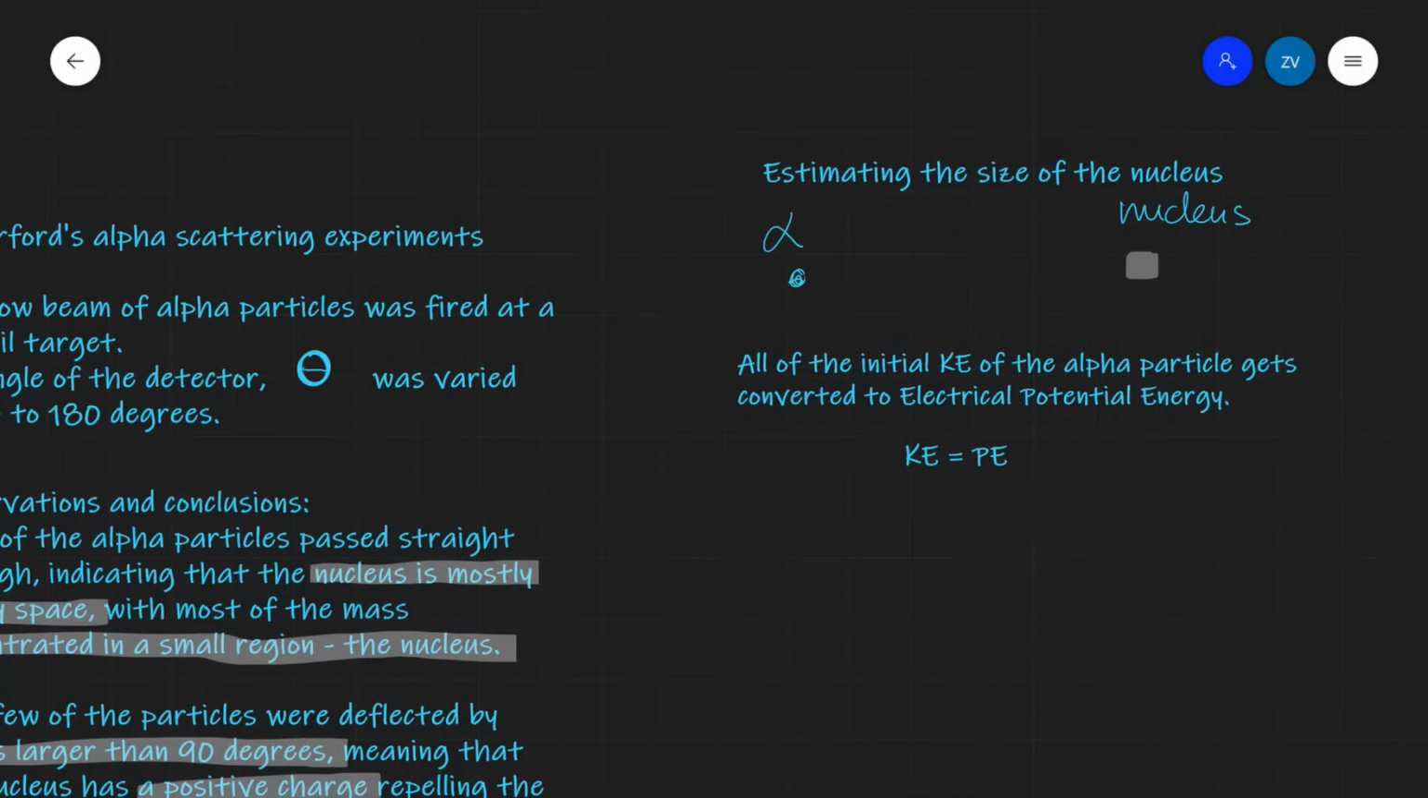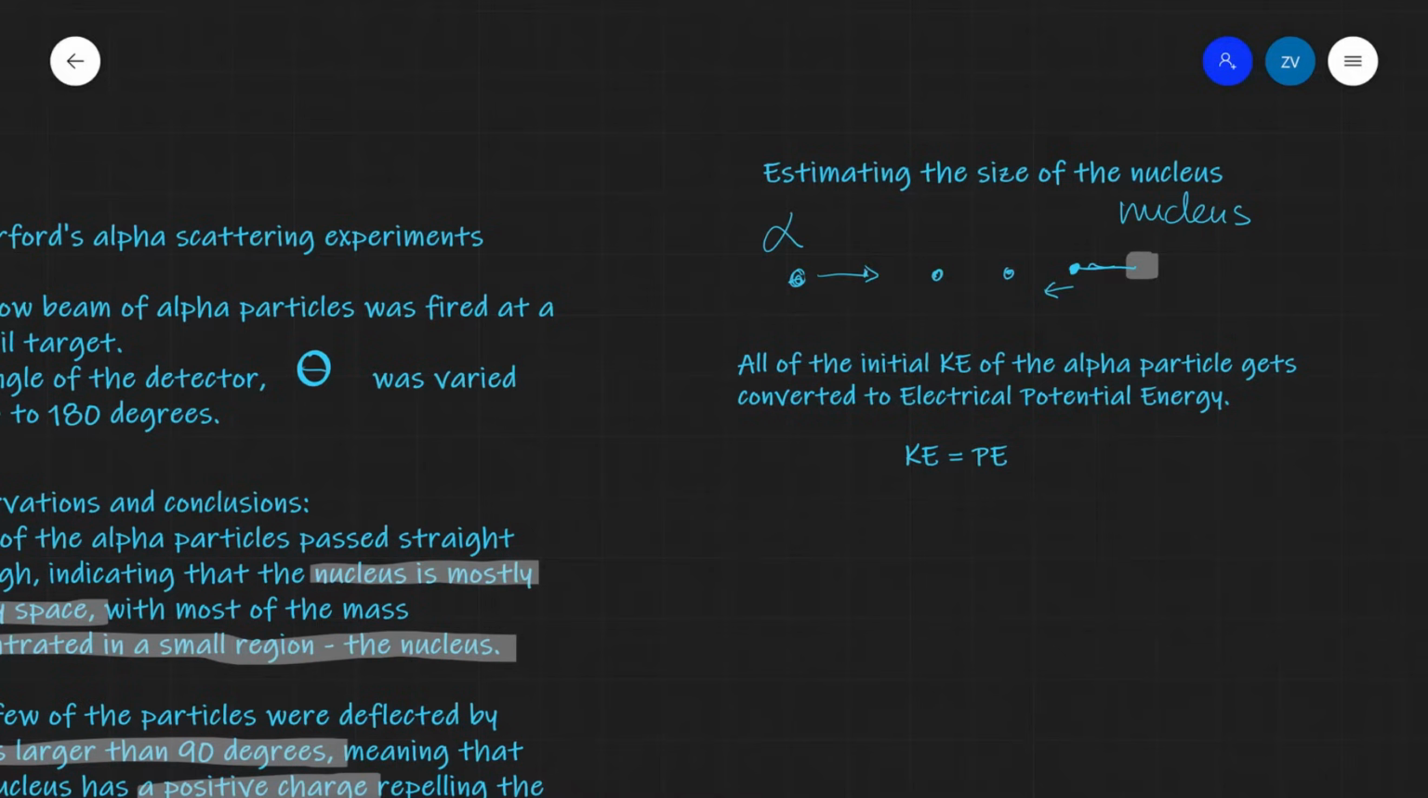Now let's estimate the size of the nucleus. Imagine that we have an alpha particle which is approaching the nucleus, and at some point, which is going to be the distance of closest approach, the alpha particle is going to have a speed of 0. So this alpha particle is going to come here, here, and here, and once it's here, it will start moving backwards. We could use this distance over here essentially to try and get an estimate of the size of the nucleus.